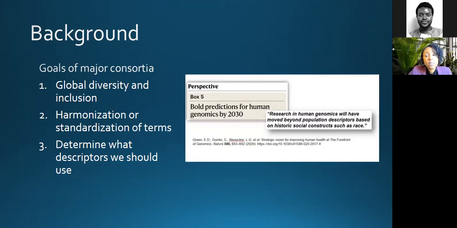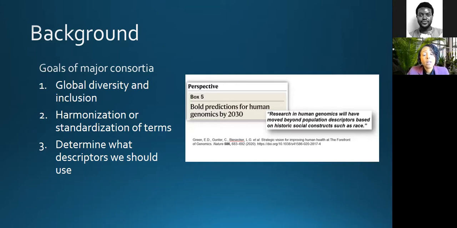In its most recent strategic plan, NHGRI stated its aspiration to move beyond social population descriptors such as race. This is a clear goal outlined by NHGRI that is welcome by those who would rather focus on scientific categories like genetic ancestry. This bold prediction raises the question, what happens next when we move beyond race?